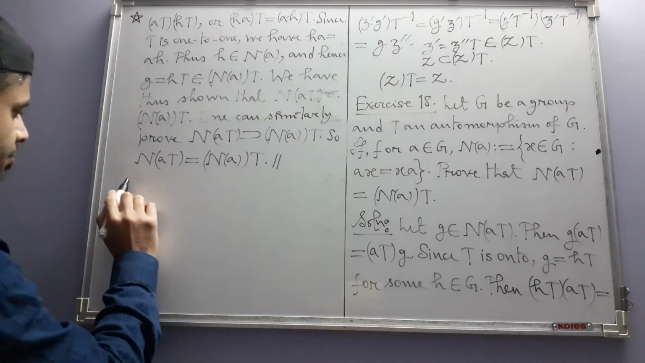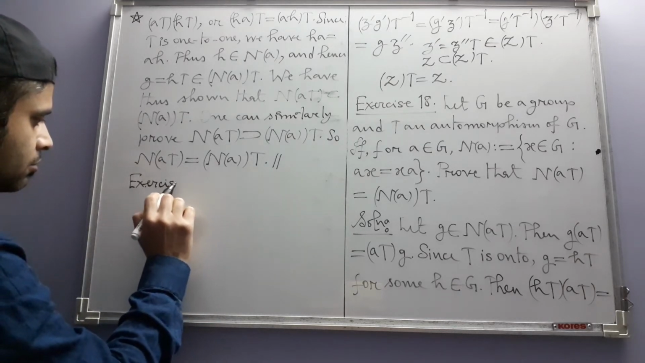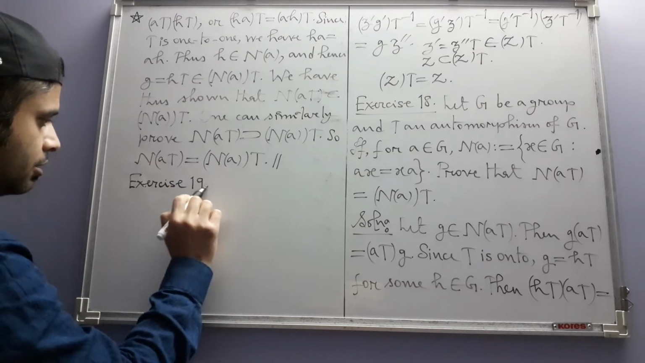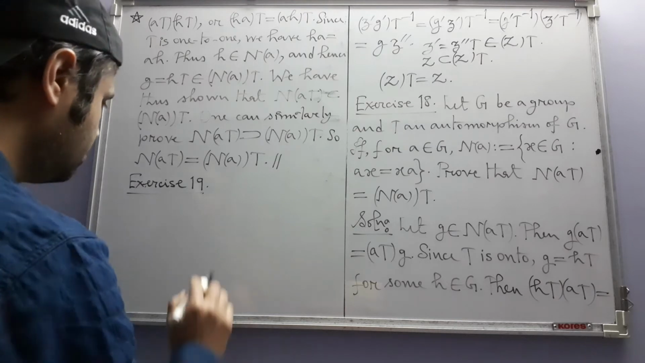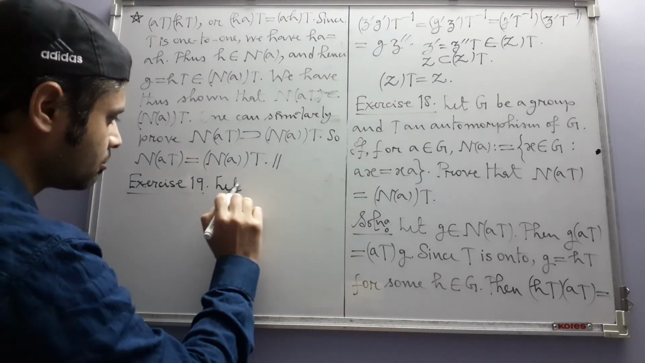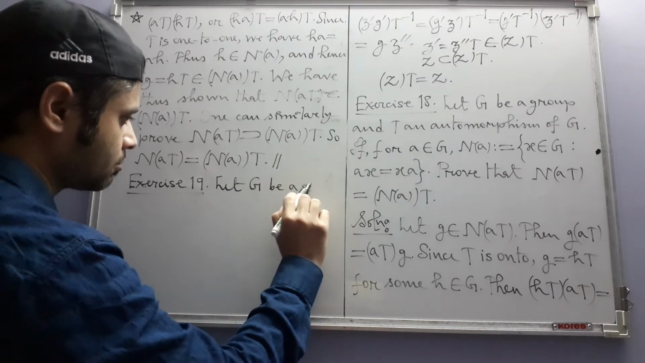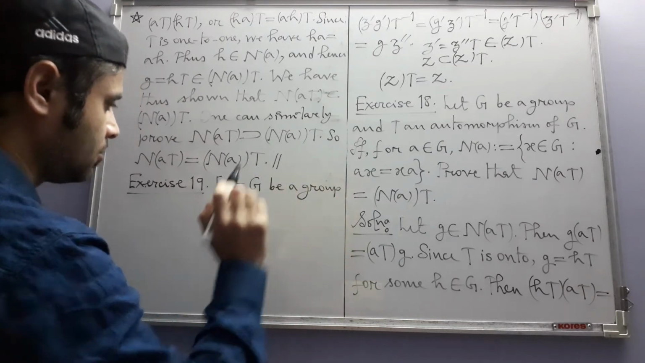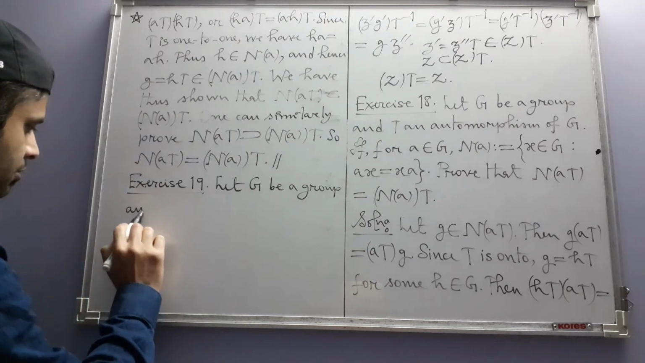Next, let G be a group and T an automorphism of G.